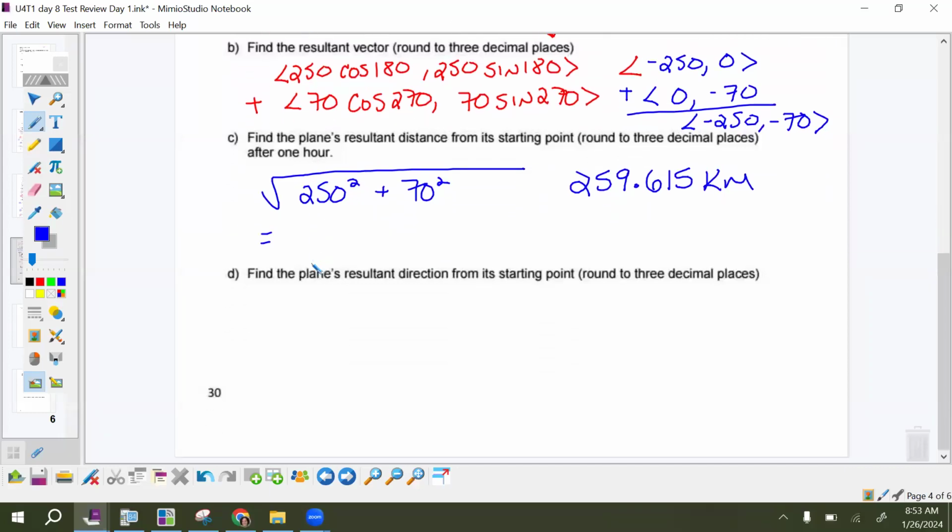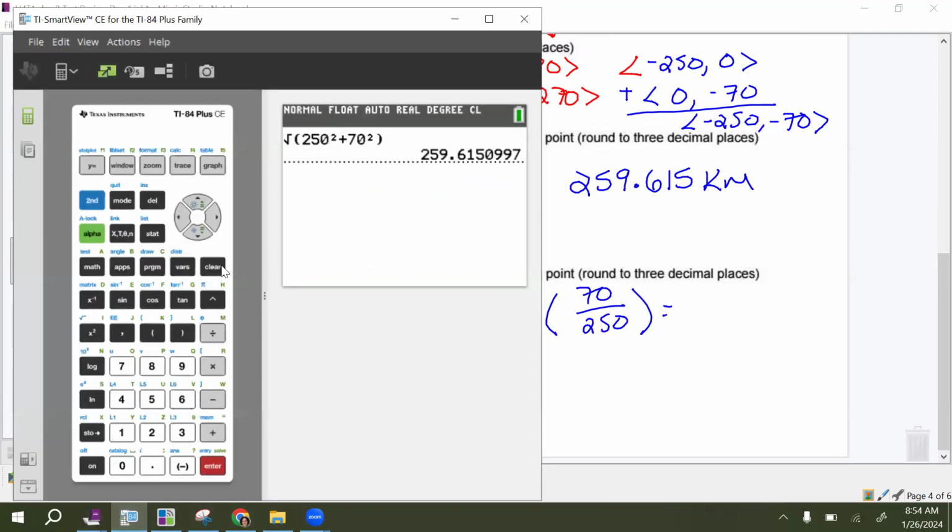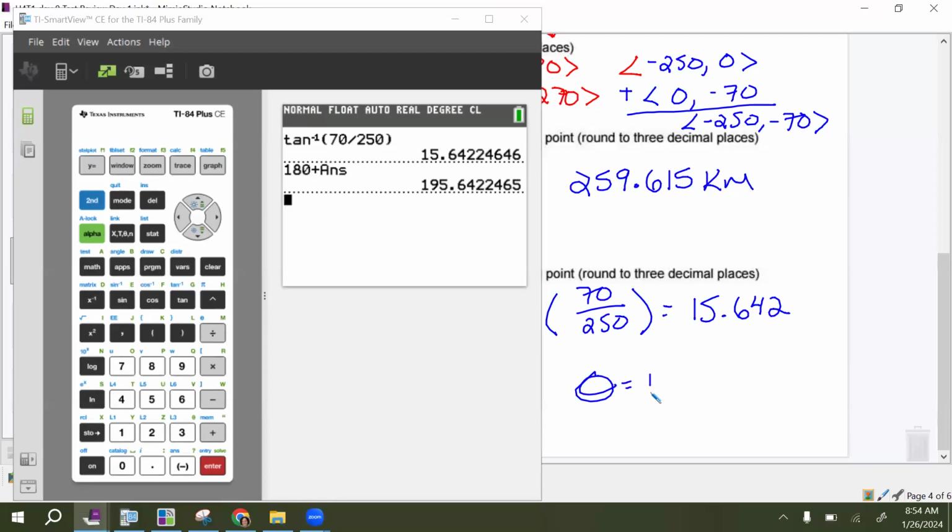All right, the direction. So -250, -70 is in quadrant 3. So my tangent inverse is going to give me a reference angle of 15.642. But since we're in quadrant 3, we're going to add that to 180. So our direction is 195.642 degrees.